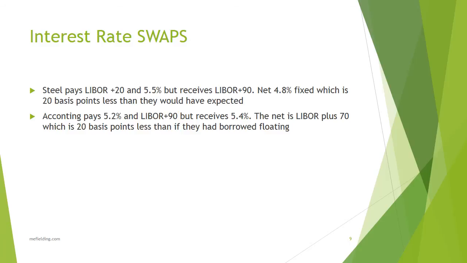So the object of the exercise is, and the question sets it out neatly for you, Steel wants fixed rate, so your mind immediately should go, okay, so we issue floating rate and then we swap into fixed. You can calculate the differential. You understand they get 20 points of benefit, so therefore you know that it's 5% minus 20 basis points of benefit. So you don't need to draw the picture. Personally, sometimes the picture helps. And accounting, it tells you, pays 5.2 in LIBOR plus 90, but receives 5.4. The net is LIBOR plus 70, which is 20 basis points less than if they had borrowed floating.